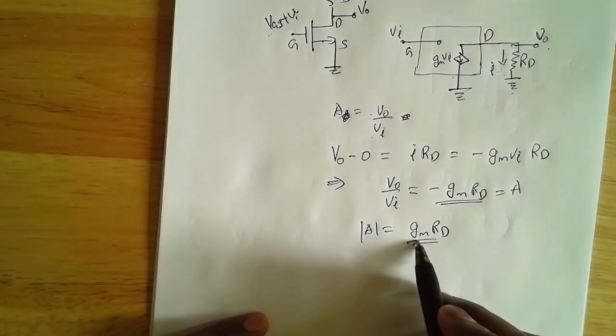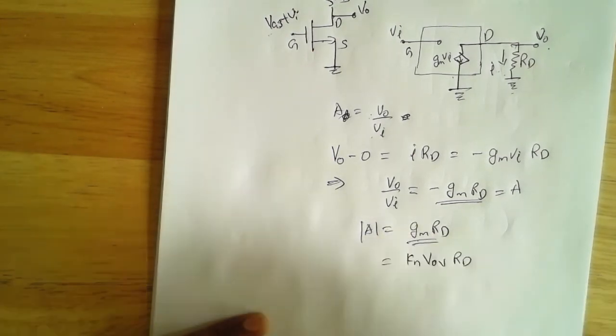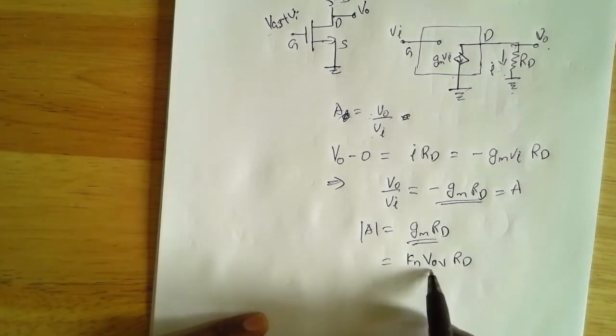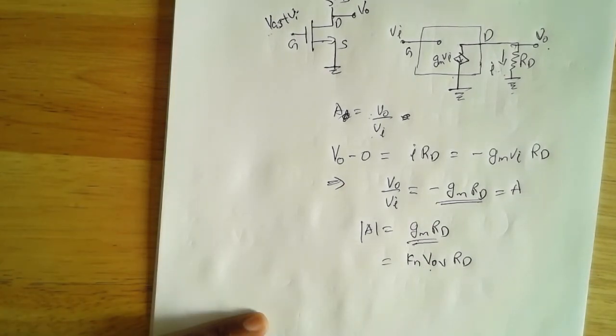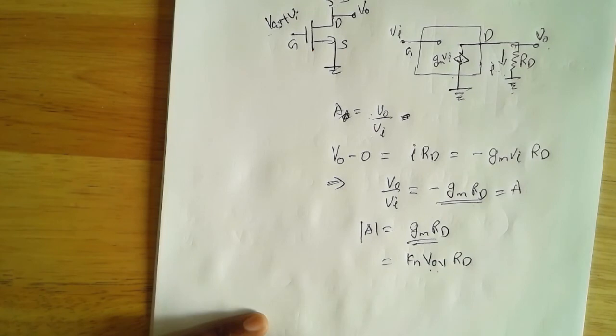So now remember, GM depends on your DC voltage, right? So GM is KN VOV, times RD. So if you change your DC biasing point, you change GM, and that's how you change your gain. And you can also see that for a higher DC bias voltage, you have a higher gain. Okay.